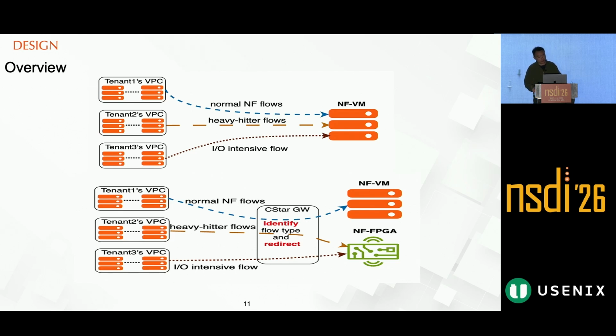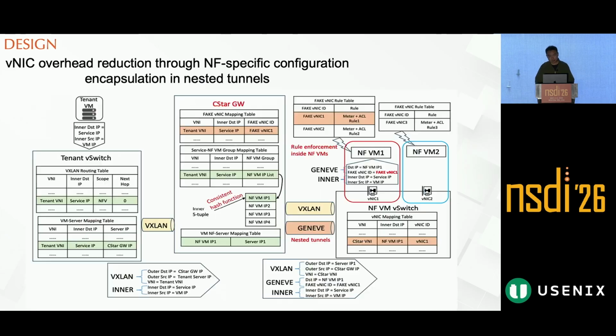However, we do not use FPGA to process all traffic because FPGA lacks elasticity and cannot meet the elastic processing demand of NF traffic, especially stateful NF traffic. Therefore, we retain NF VMs to handle all remaining traffic, giving the entire system both high performance and high elasticity. Now, let me walk through the three core design components in detail.